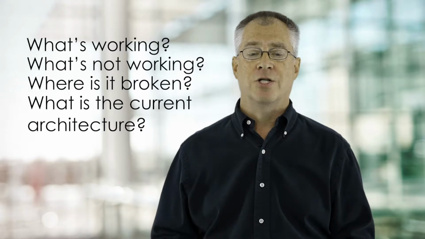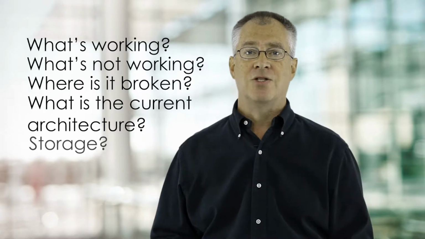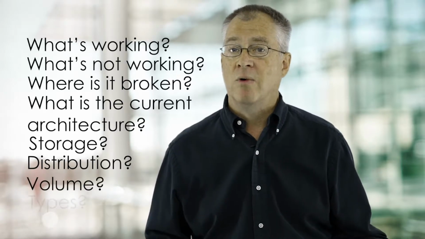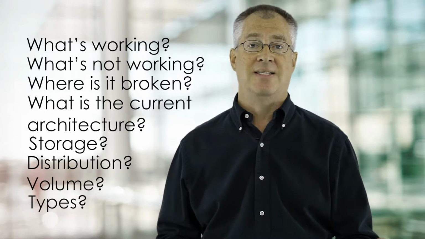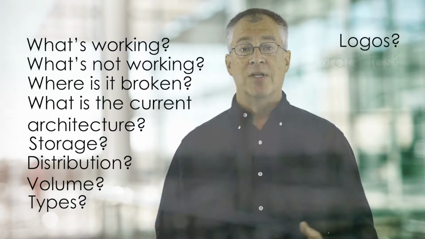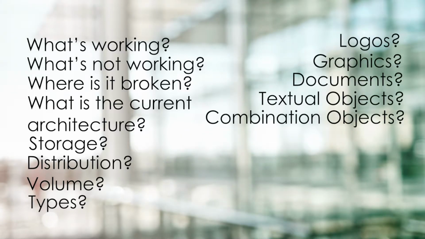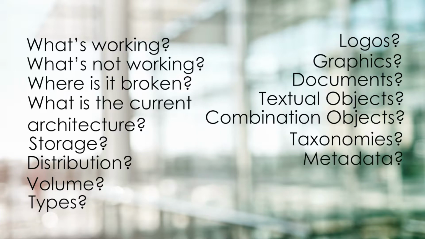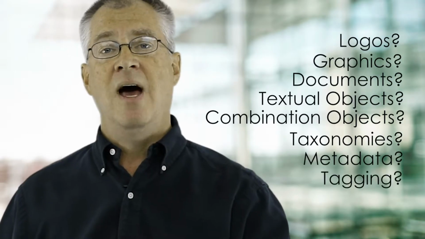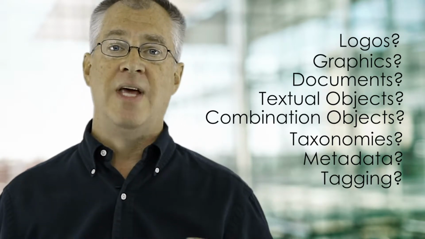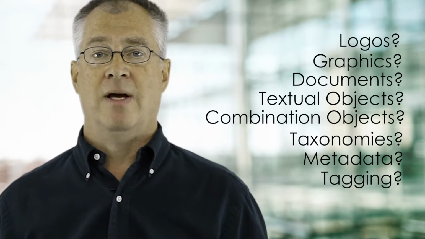What's the current architecture look like? How are your assets stored? How are they distributed? What are the volumes that we're dealing with? What types of assets? We've got logos and we've got graphics, but what about documents? What about textual objects? What about combination objects associated with it? We want to understand the required taxonomies. We want to understand metadata. We want to understand tagging. We want to understand how people are going to search for and find all of the assets that they need to use on a regular basis.